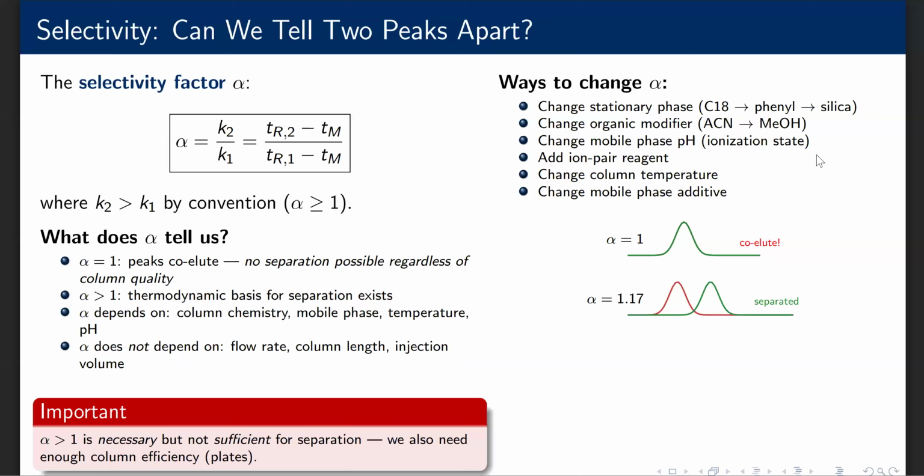It does not depend on the flow rate, column length, or injection volume. Those are kinetic or instrumental parameters. The list on the right shows the practical levers for changing alpha. Different stationary phase, different organic modifier, pH adjustment, ion pair reagents, or temperature changes. Each of these alters the equilibrium position of one or both analytes.